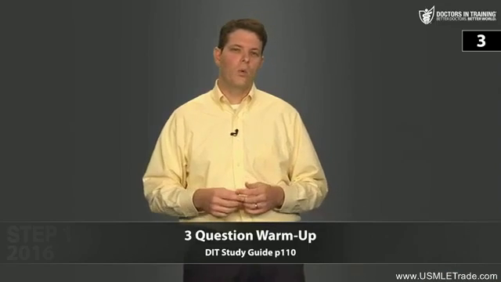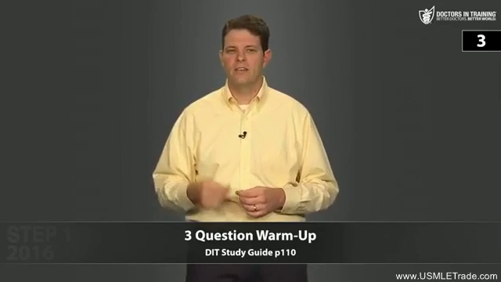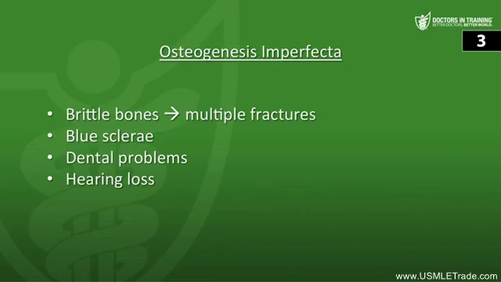And the last question, what are the clinical features of osteogenesis imperfecta? So osteogenesis, you're going to think about brittle bones, and that leads to multiple fractures. You can see those blue sclerae. You can have dental problems and also hearing loss.